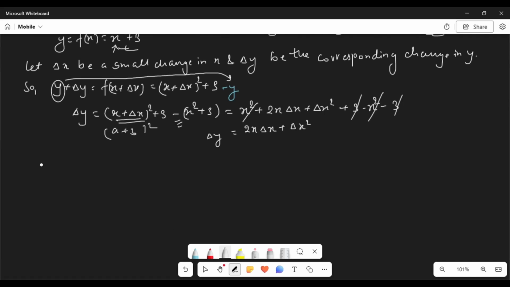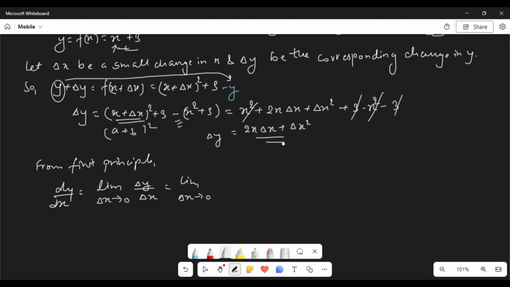Now we replace it into first principle. We know from first principle, derivative is equal to the limit as del x goes to 0 of del y by del x. Now we replace del y with this. So it will be nothing but (2x del x plus del x squared) divided by del x. Now if you put del x equals 0 directly, it will come out to be 0 by 0, an indeterminate form. This will always be the case. So we have to be smart and try to eliminate this indeterminate form.